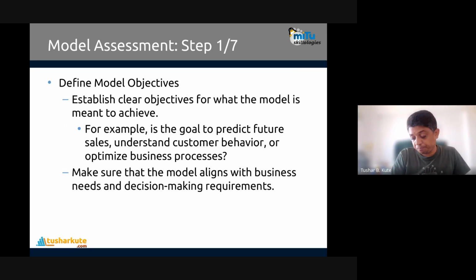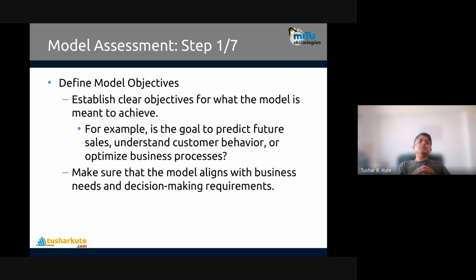Step number 1, define the objective of the model. For what purpose, what aim are we creating these models? We establish clear objectives for what the model is meant to achieve. For example, the goal is to predict future sales, understand customer behavior, or optimize the business process. What is your goal? That's what we have to know.